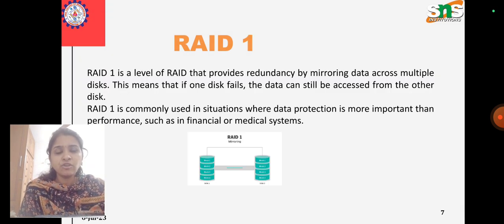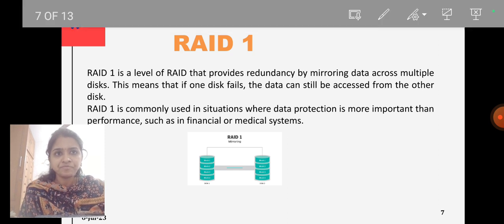RAID 1 is a level of RAID that provides redundancy by mirroring data across multiple disks. This means that if one disk fails, the data can still be accessed from the other disk. RAID 1 is commonly used in situations where data protection is more important than performance, such as in financial or medical systems.